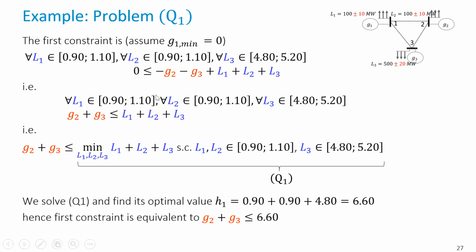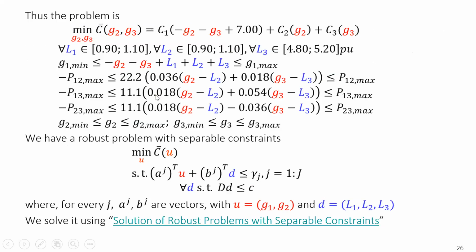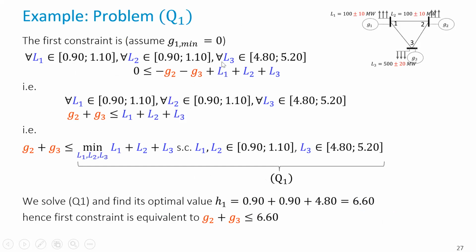The first constraint, it is, for example, this constraint here. So let's look at this constraint. G1 min is less than minus G2 minus G3 plus L1 plus L2 plus L3. How do we get rid of this? Here I assume G1 min is 0, so that's the constraint I have. How do I get rid of this?